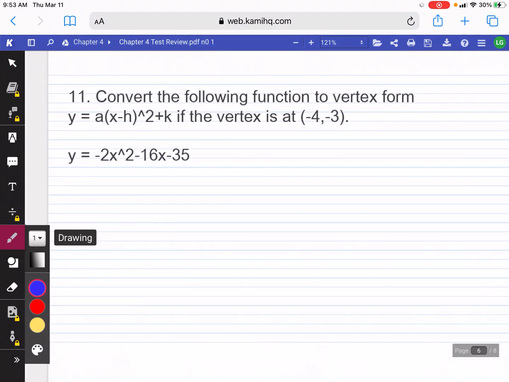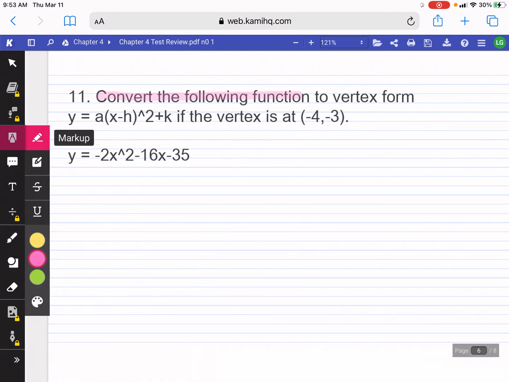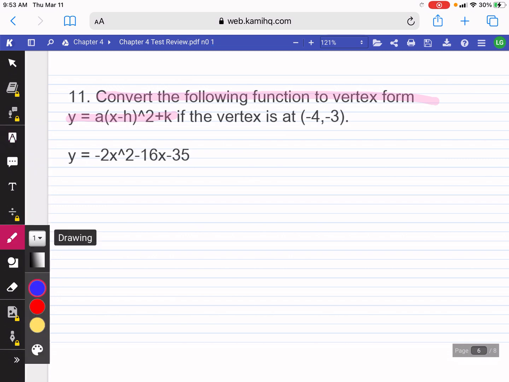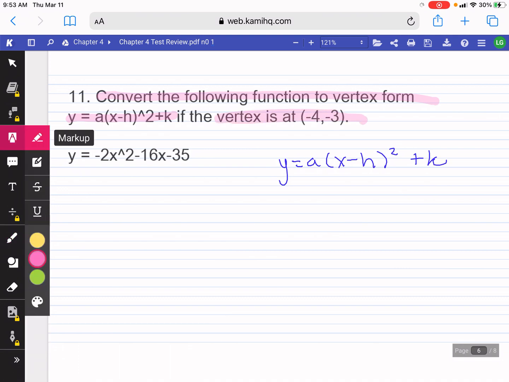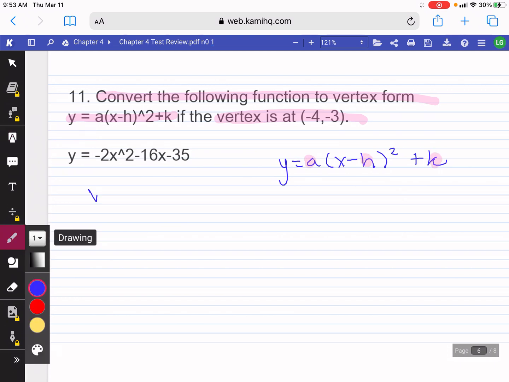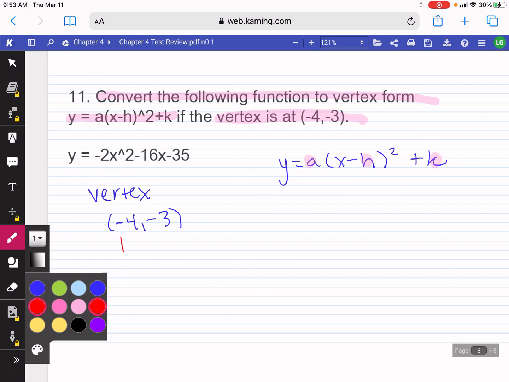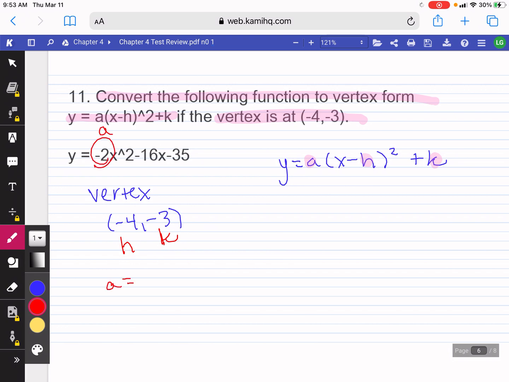In this next question, we're going to convert this equation to vertex form, which is y equals a times x minus h squared plus k. And it's already telling us that our vertex is at negative 4, negative 3. So to convert to vertex form, you need to know a, h, and k. So our vertex, which is negative 4, negative 3, gives us our h and k. So here our h is negative 4, our k is negative 3. And then our a, we know from the original function, that's right here. It's equal to negative 2. So our a is negative 2, our h is negative 4, our k is negative 3.